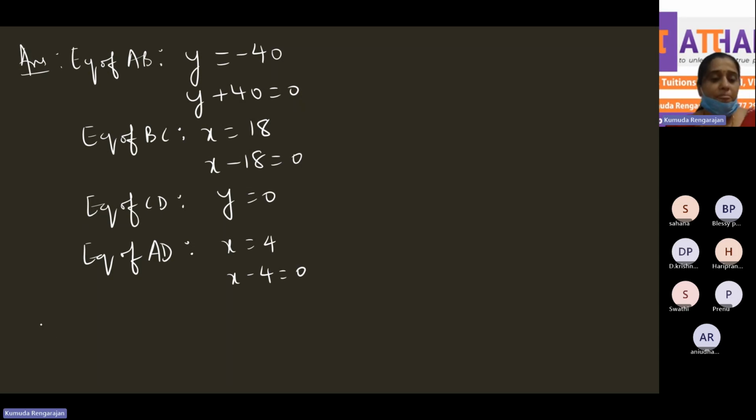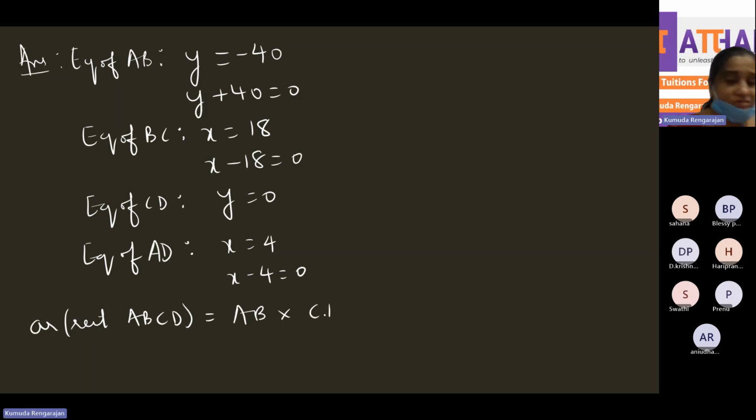Now area of the rectangle. Area of rectangle ABCD is equal to L into B, that is AB into CD. AB into BC also, BC. 720 units square. Okay. So how much is it? 18 minus 4, no? 18 minus 4 is the length. What is 18 minus 4? 14. Into 40. Who's right? I'm right or you're all right?